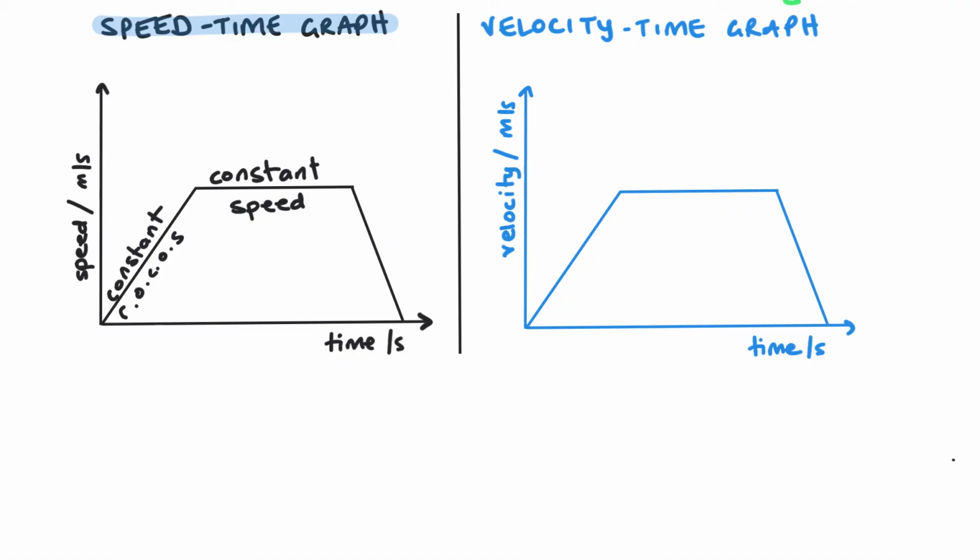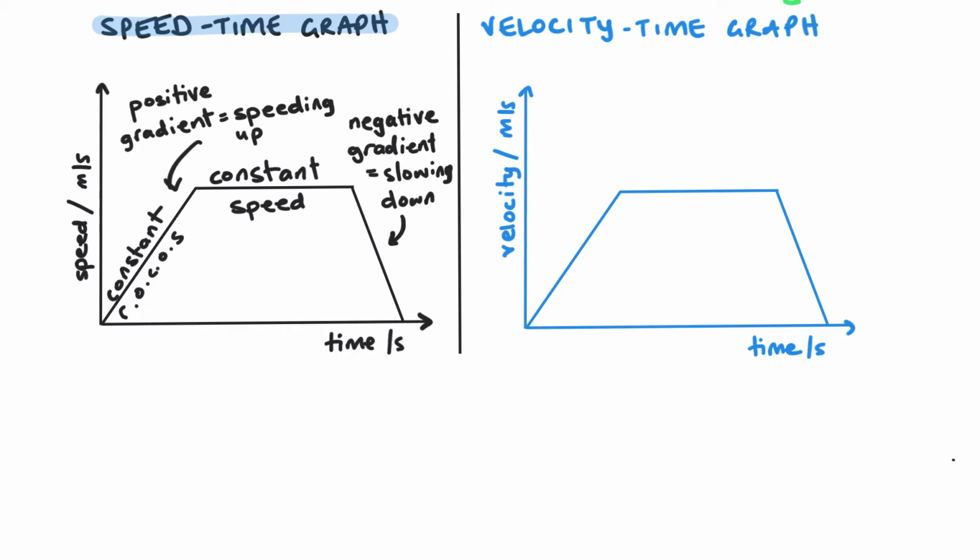We can have positive lines and negative lines, and what that tells us is we're either speeding up or we're slowing down. So a positive gradient tells us that the object is speeding up, whereas a negative gradient tells us that the object is slowing down.